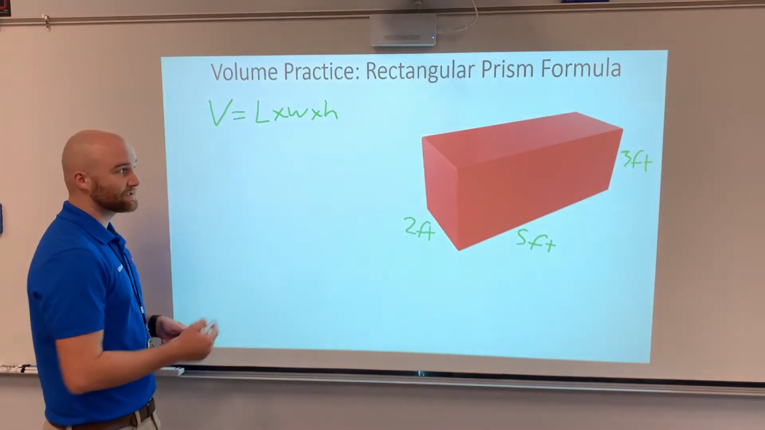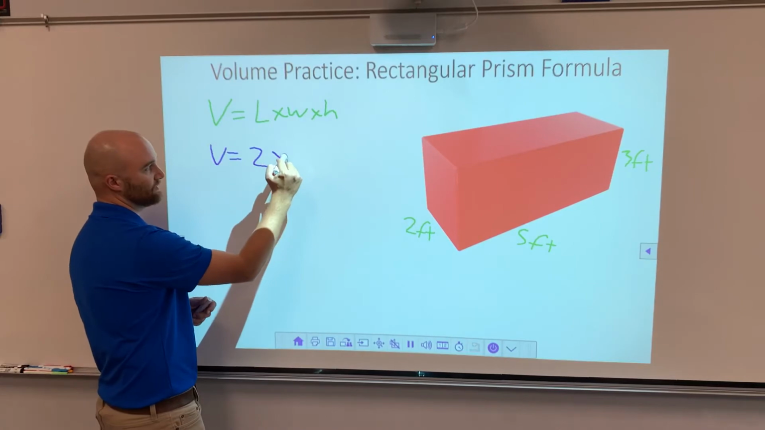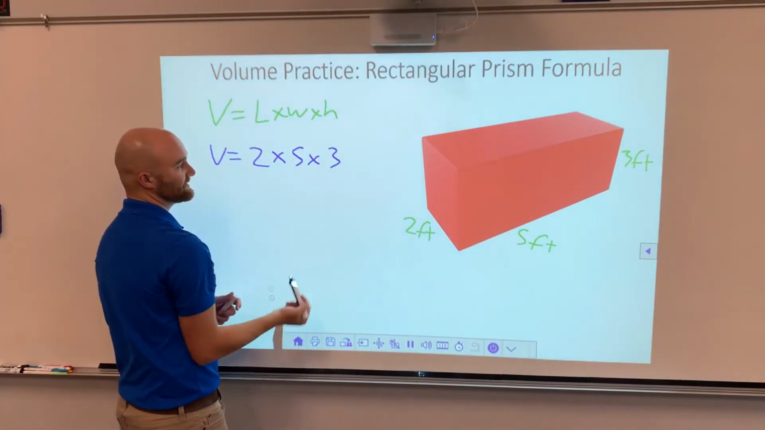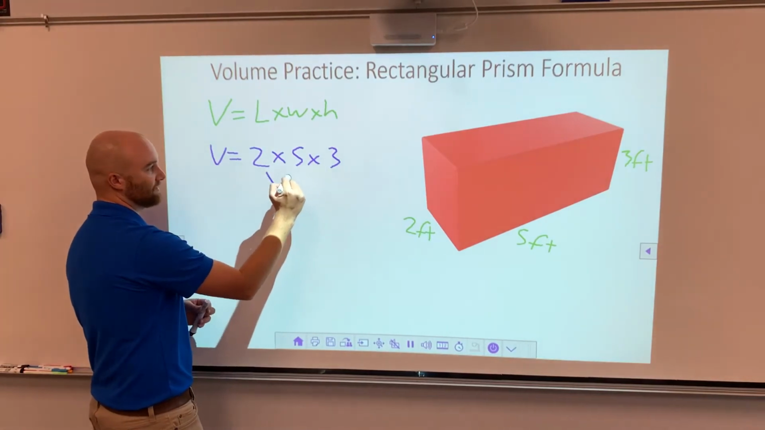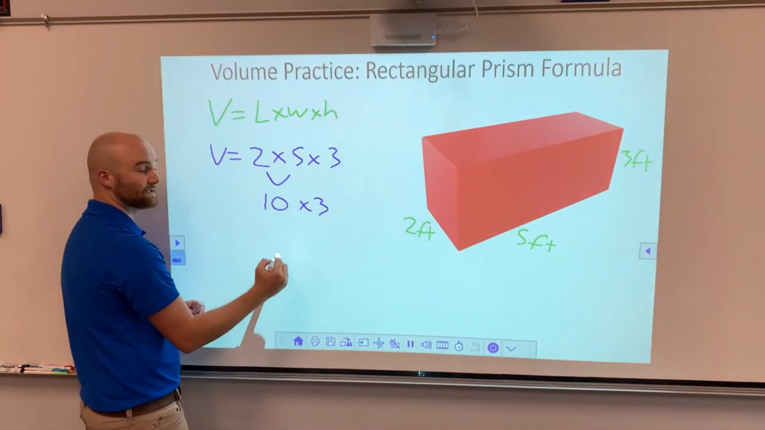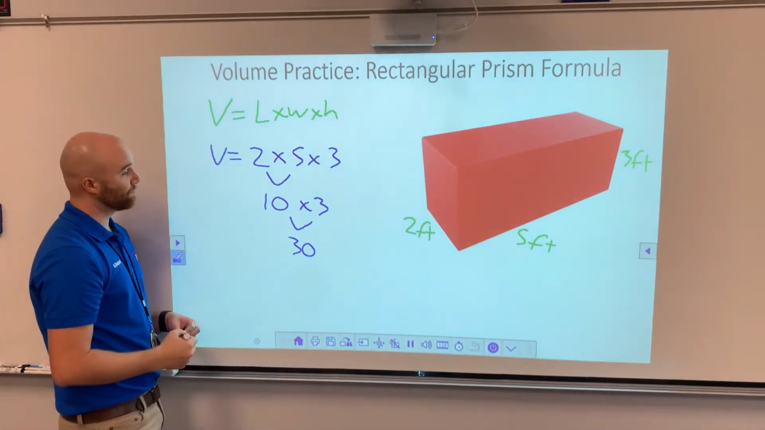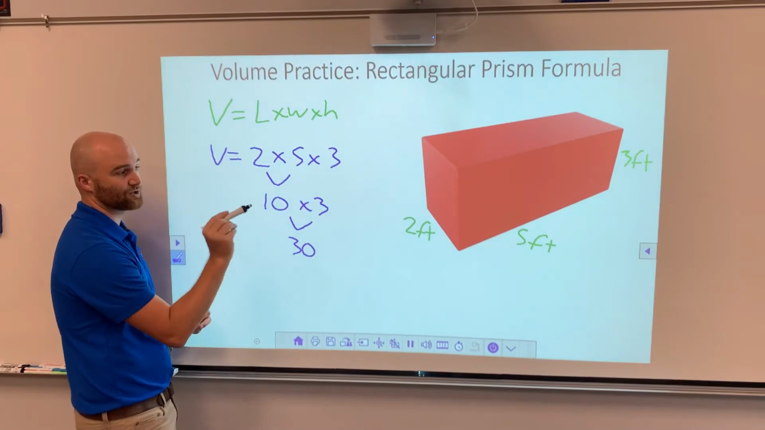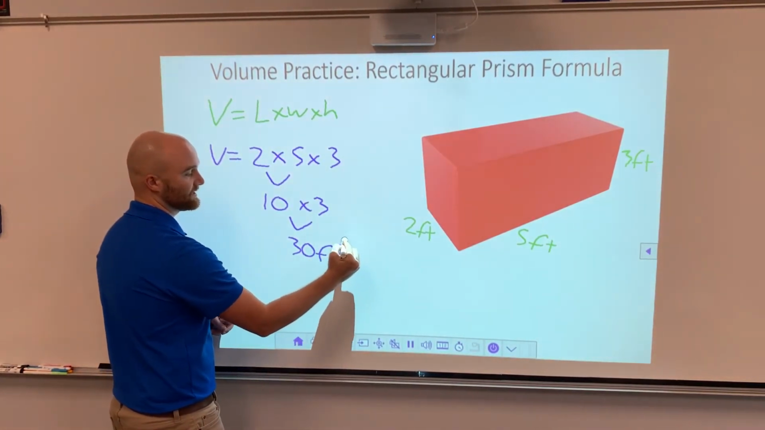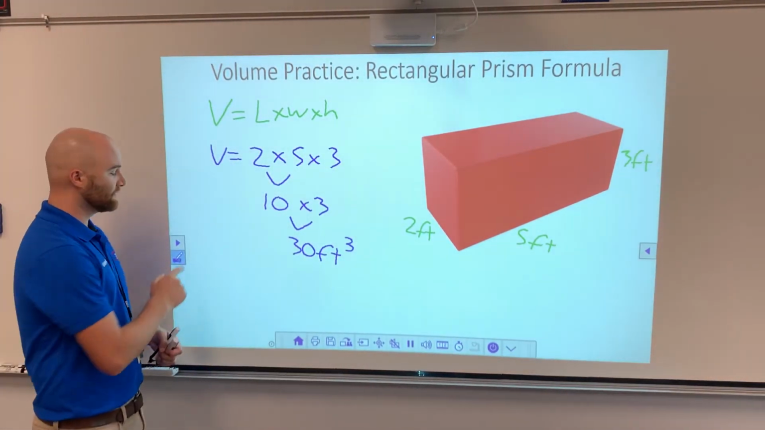Okay, to find the volume of this prism, first I'm going to plug in the things that I know. Volume is equal to 2, its length, times 5, its width, times 3, its height. Then I'm going to solve. 2 times 5 is 10. Bring down the 3, which I didn't use. 10 times 3 is 30. If I just wrote 30, it wouldn't be the right answer because I have to make sure I use the correct units. This is 30 feet cubed. Let's try one more like this.